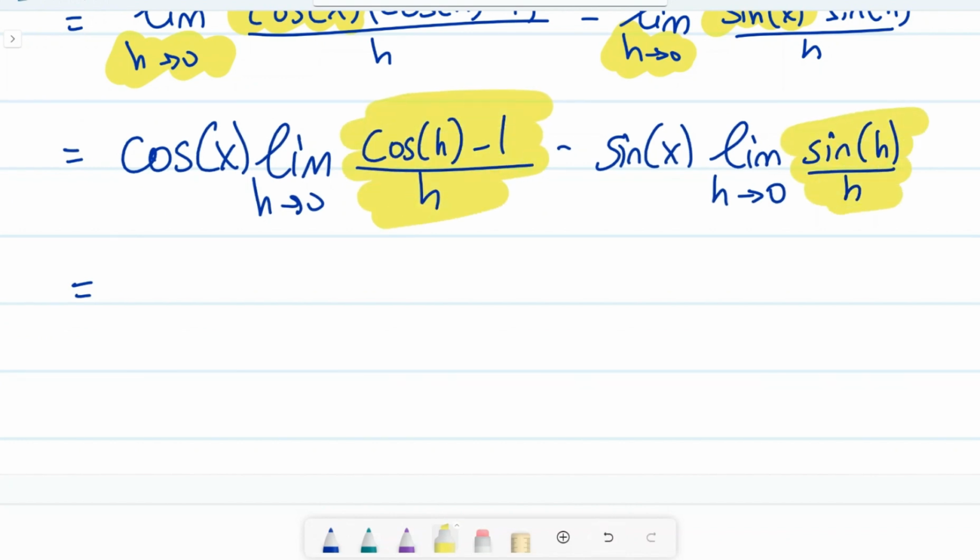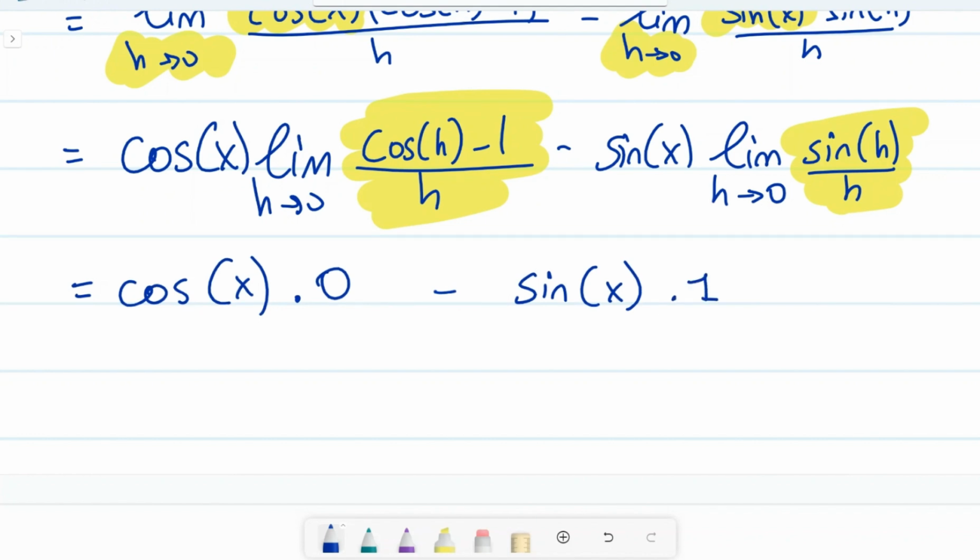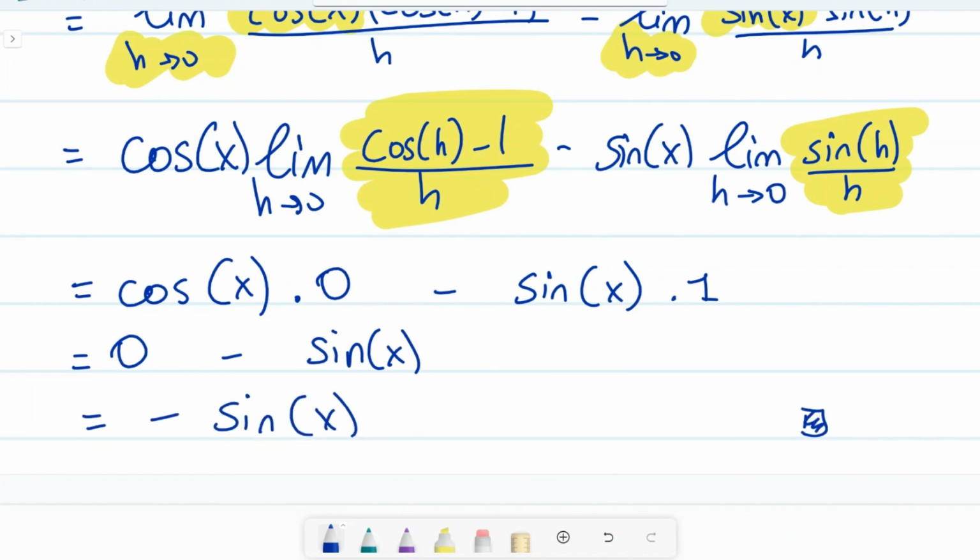We proved these. So the limit of cos h minus 1 divided by h as h approaches 0 is 0. And the limit of sine h divided by h as h approaches 0 is 1. So cos x times 0 is 0. Sine x times 1 is sine x. So this leaves us with negative sine of x.